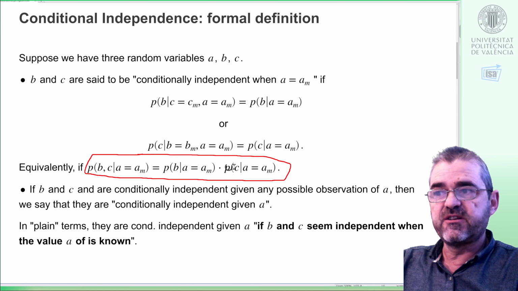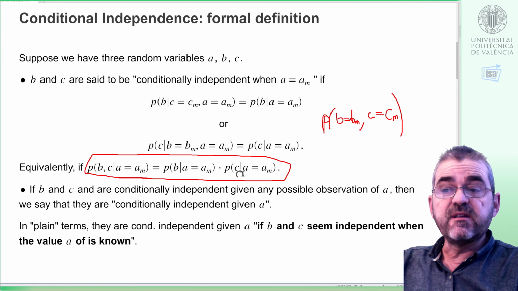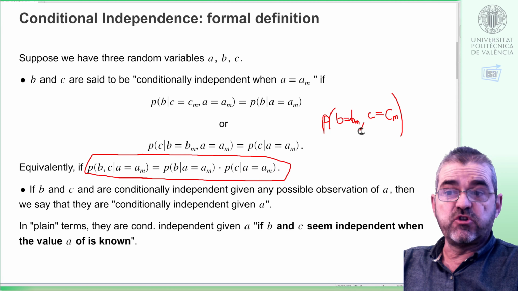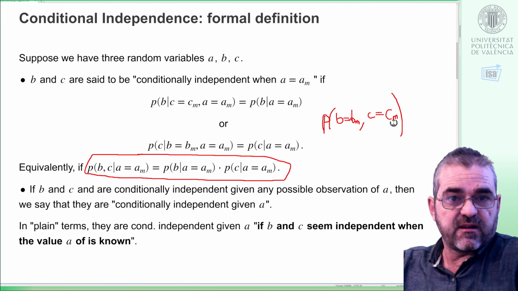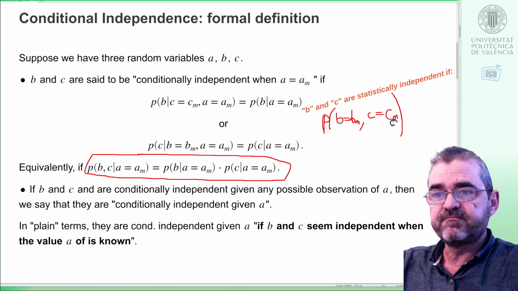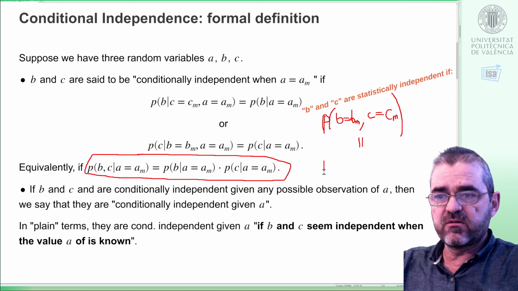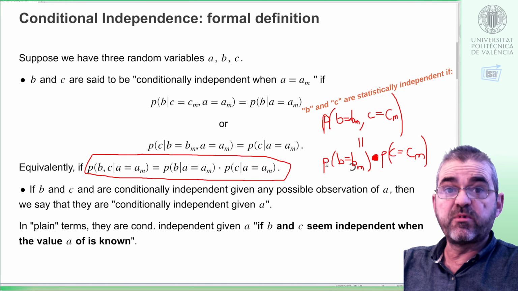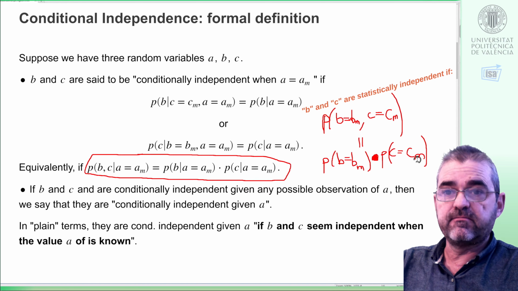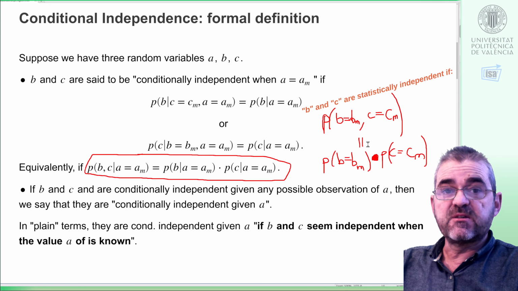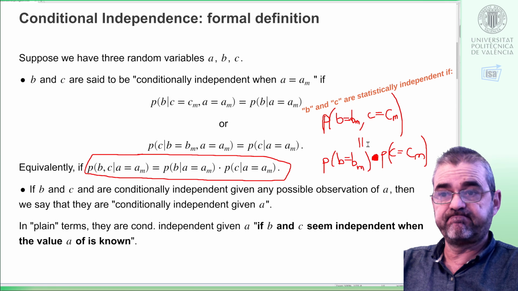An equivalent definition of this conditional independence is inspired by the independent variable definition. If we didn't have A, we would say that B and C are independent if the joint probability, the probability that B is BM and C is CM, given a couple of arbitrary values, is equal to the product of the individual probabilities of B taking a given value and C taking the other value. In this case, B and C would be independent.